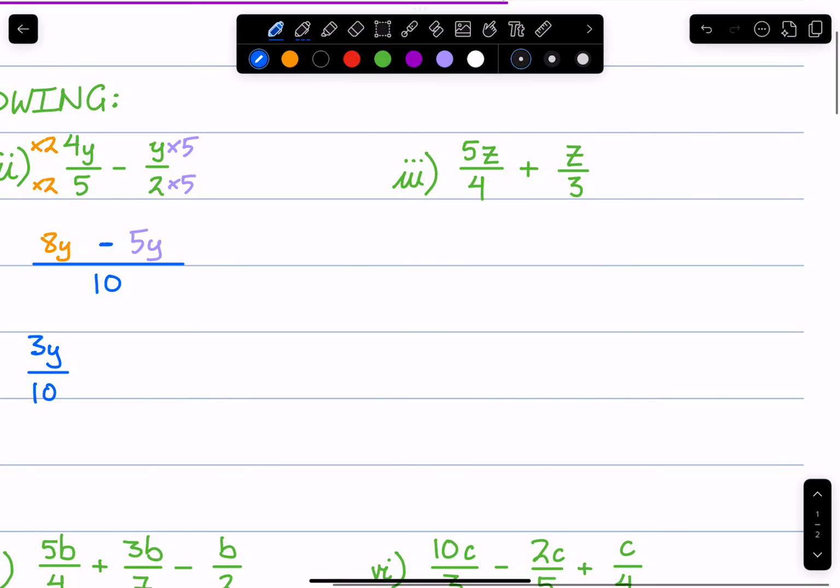Okay, so you can try the next one yourself. You can pause and give it a go.